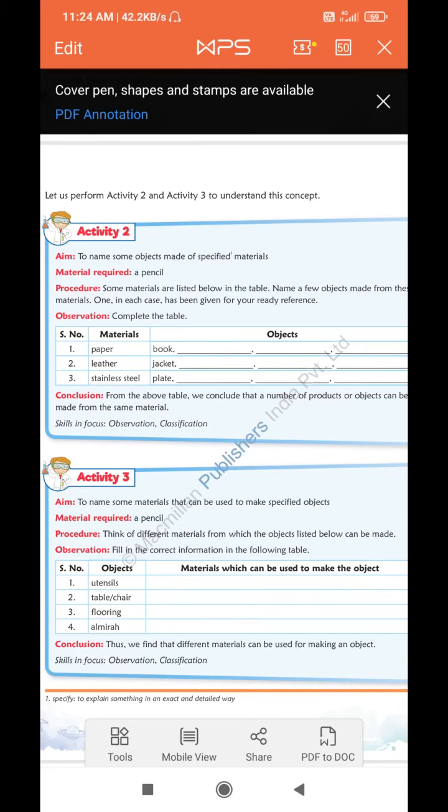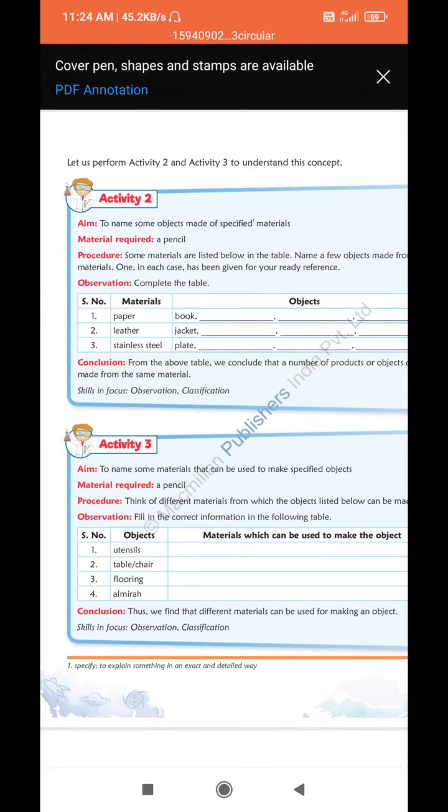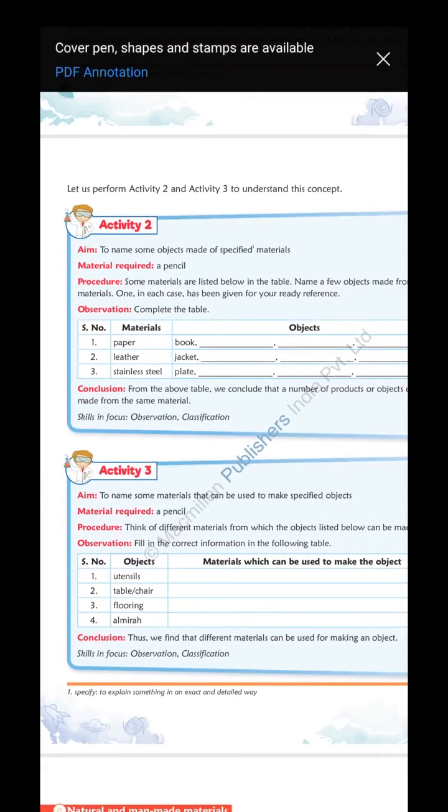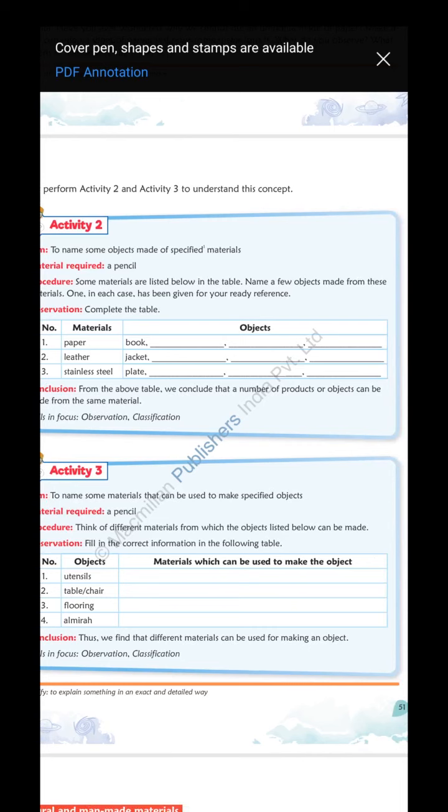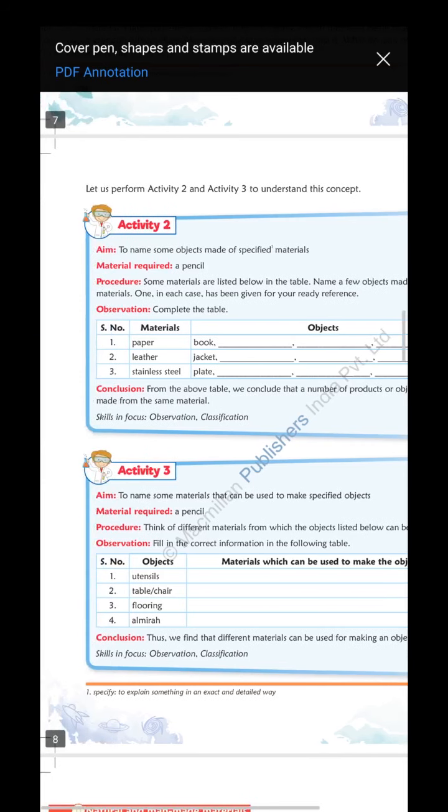Okay. And the next one is leather: leather jackets, leather shoes, leather bags. In that manner we can observe some objects made of leather, made of paper. And paper bags also, book, newspaper, and carry bags also made with paper, sometimes small.